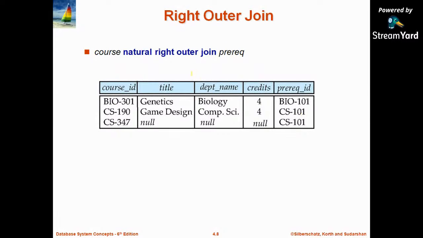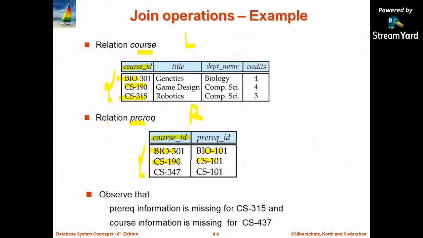Now we will see the right outer join. In the right outer join, the combined table column names are the same as the previous one. Now we are taking only the entries which are in the right hand side table. Which entries are present in the right hand side table? Bio 301, CS 190 and CS 347. For Bio 301, the title is genetics, department name is biology, credit is 4, prerequisite is Bio 101. For CS 190, the title is this, department name is computer science, credit is 4, prerequisite is CS 101.